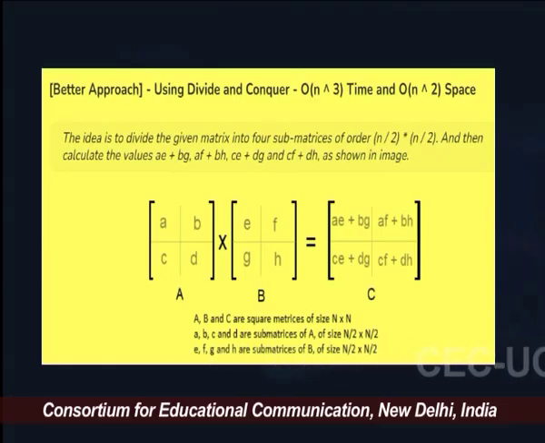And if we multiply, we have AE plus BG, which is going to form the first value of the matrix C. Then for the second value we have AF plus BH. For the third value, which is the first value of the second row, this is CE plus DG, and then for the last value, this is CF plus DH. So, we can have a divide and conquer approach which is going to be a better approach in this way.